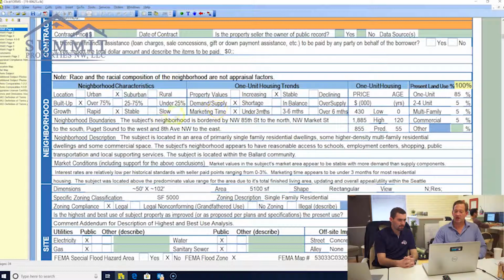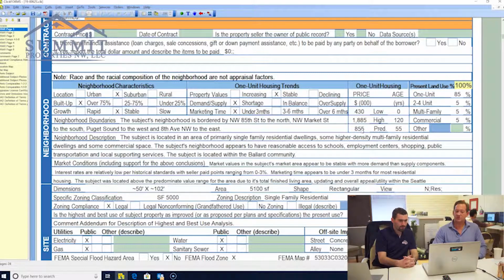Here's where we outline the neighborhood boundaries, right here. And then over here, this is the low: 430,000 is the low, 1.885 million is the high, and 855 grand is the predominant value for this neighborhood. And what's the time frame that's based on? This is based on data that we sample right now today. So it's just at this point in time, an aggregate of all the listings.